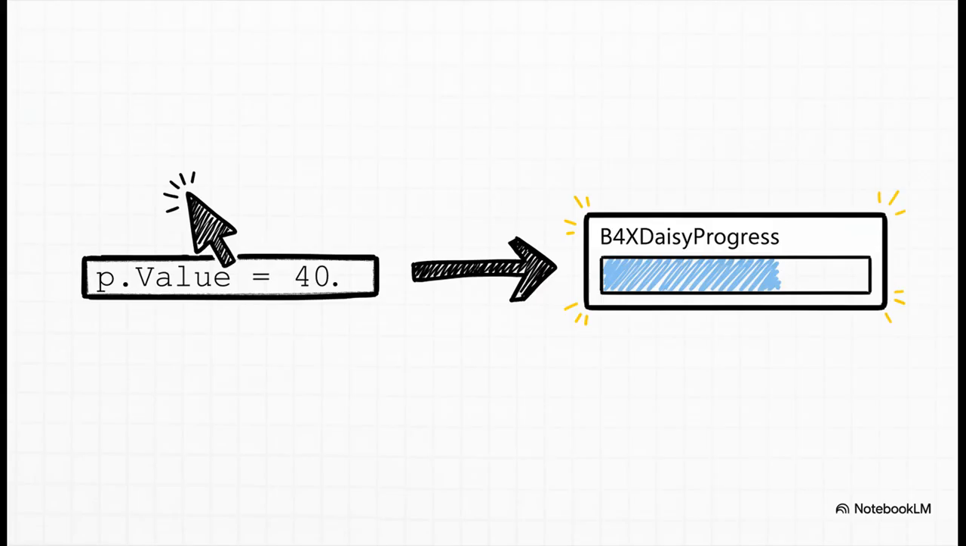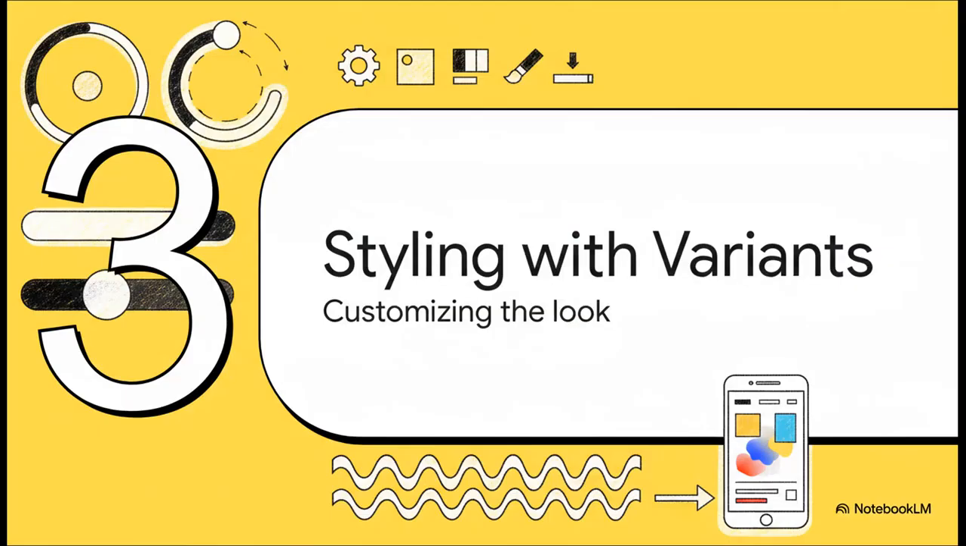So let's say you're downloading a file or running some kind of process. All you have to do in your code is just update that value property. You set p.value equals 40, and bam, the bar instantly jumps to 40% full. It's super responsive. Okay, getting it to work is one thing, but making it look good, making it actually fit the design of your app, that's a whole other story.